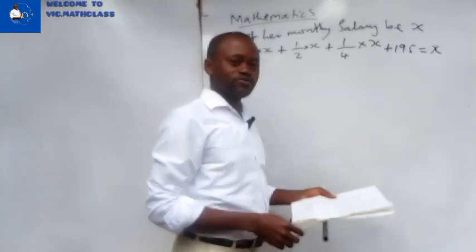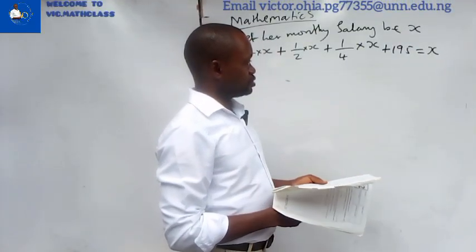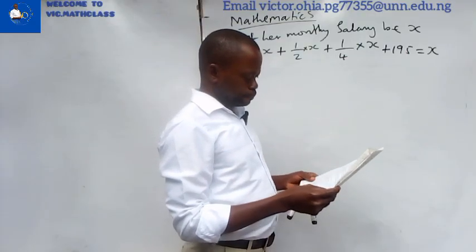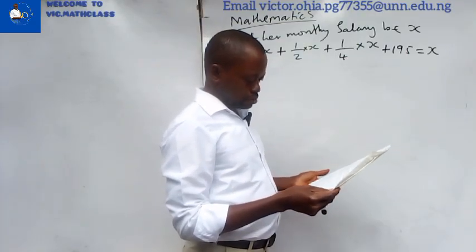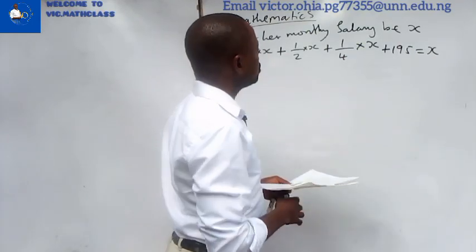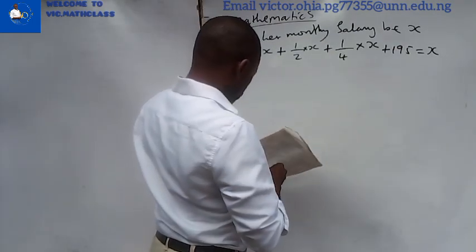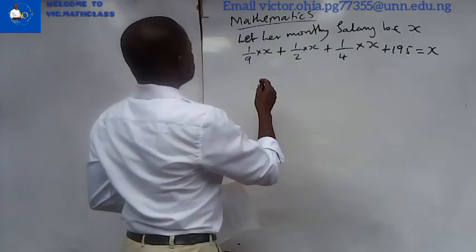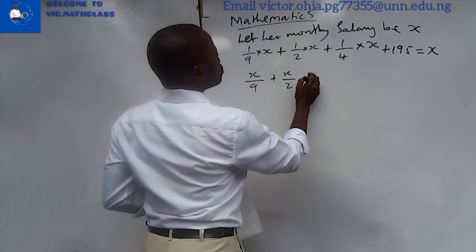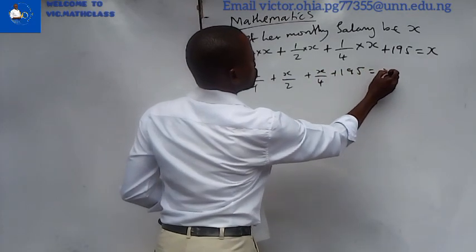All these things, when you add them, you will get that salary. It's looking very sweet, really. So when you add all these things, you're definitely going to get that salary. There's nothing left here; we've been able to set up the calculation. Let's just do it. So I have x/9 plus x/2 plus x/4 plus 195 equals x.